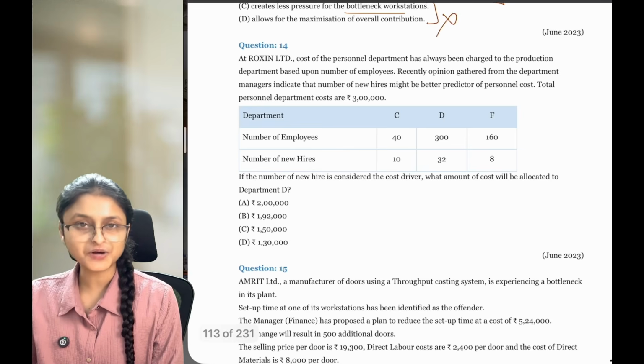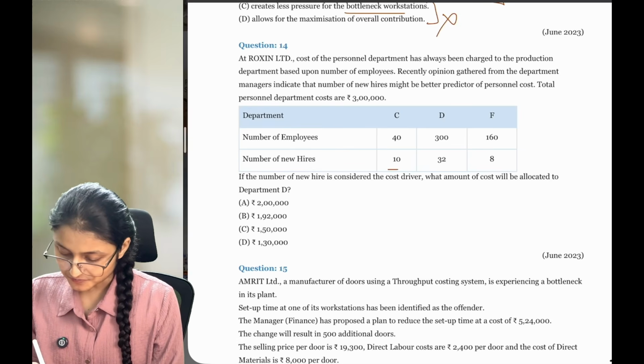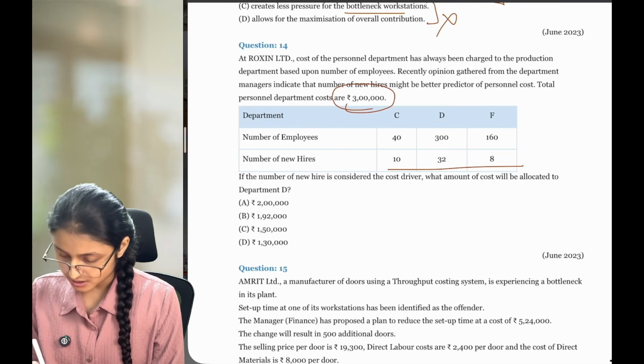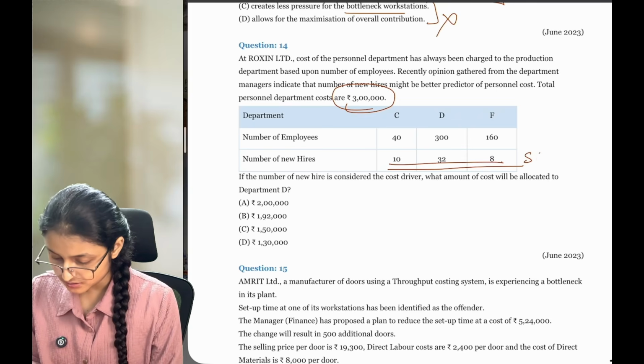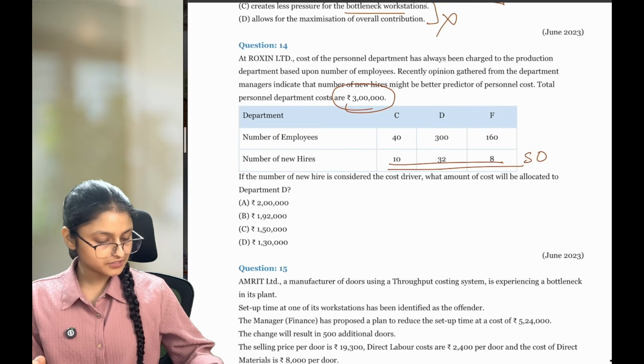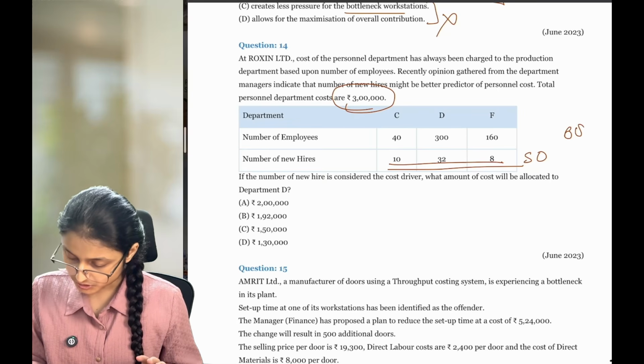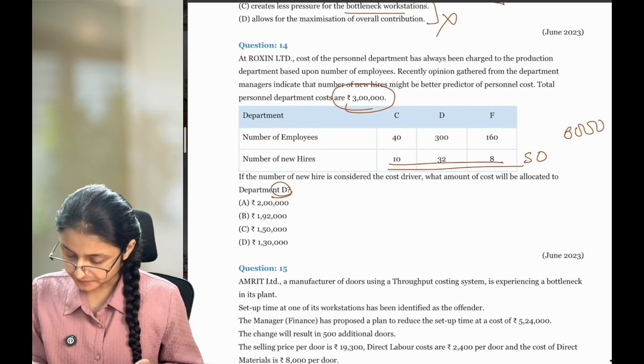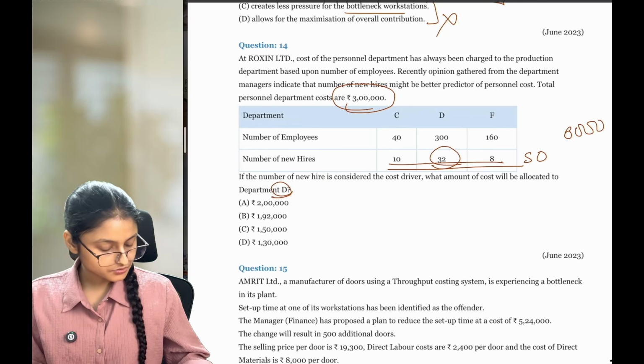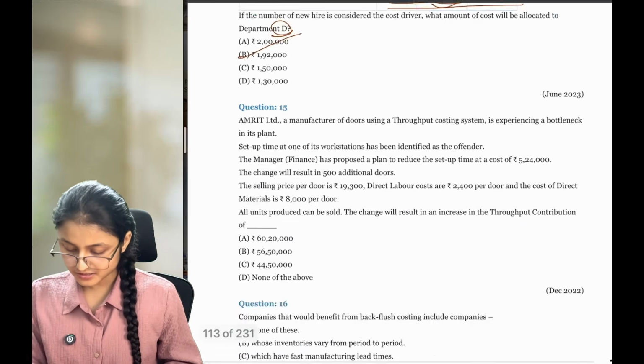Again, that number of new hire related question. So on the basis of number of new hire, you have to charge this cost. So total number of new hire is 50. 3 lakh divided by 50 will give you 6,000 as the cost per new hire. You have to calculate for department D. 32 hires are there. So 32 into 6,000 will give you 1,92,000.